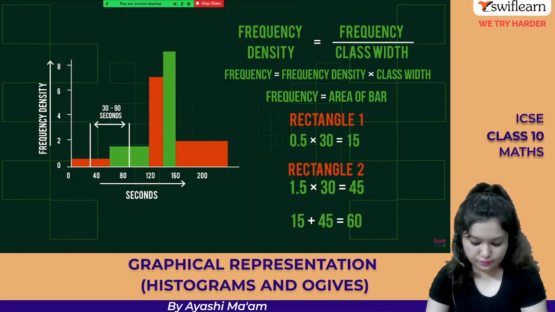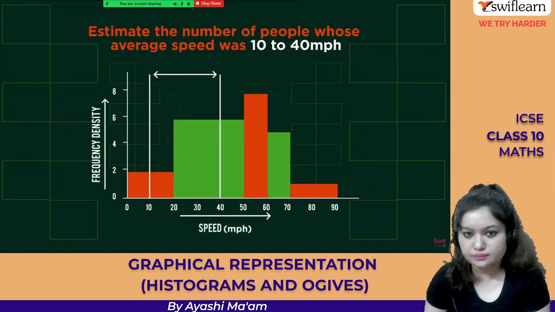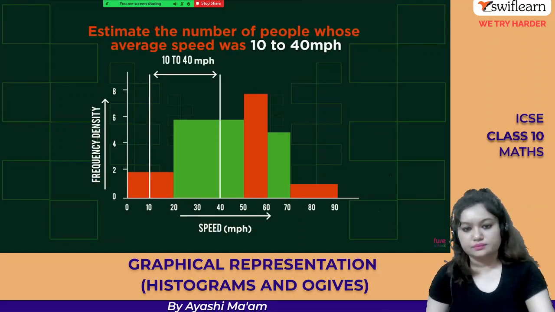Have a go at this question. Estimate the number of people whose average speed was 10 to 40 miles per hour.